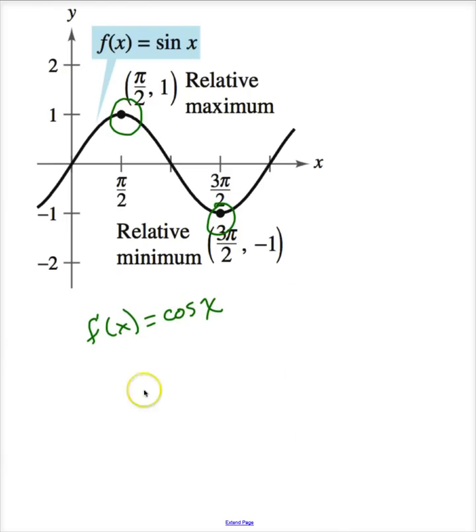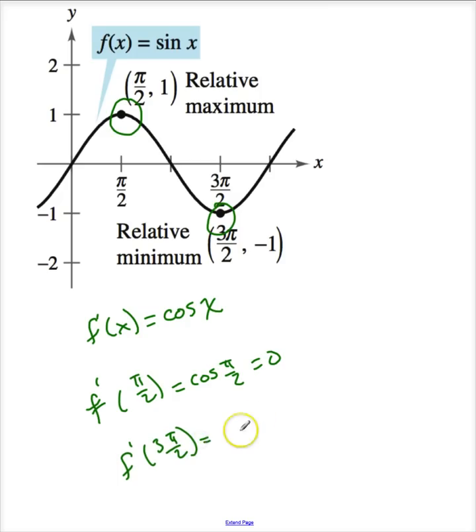Now, what is f prime evaluated at pi over 2? Well, what is cosine of pi over 2? That's 0. F prime of 3 pi over 2 is cosine 3 pi over 2. That's also 0.